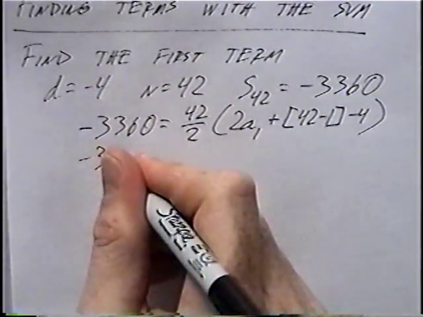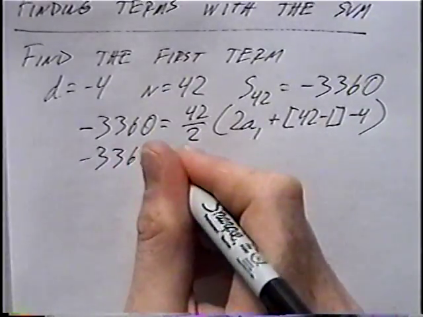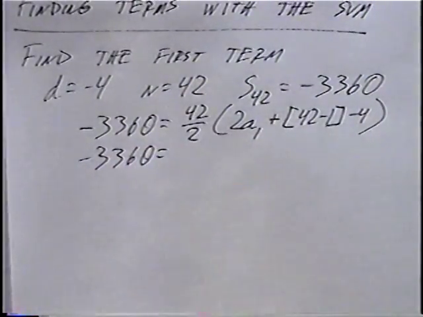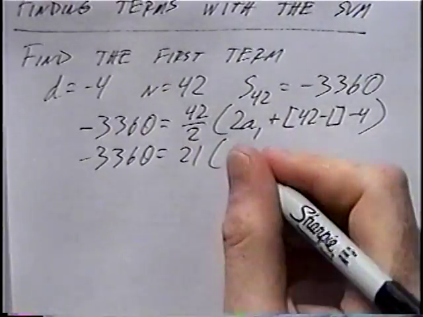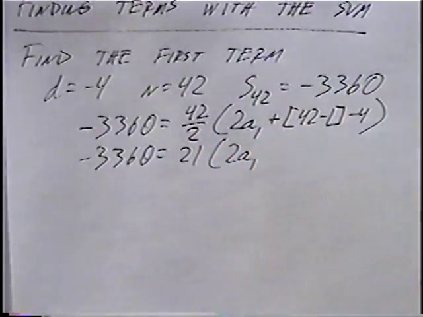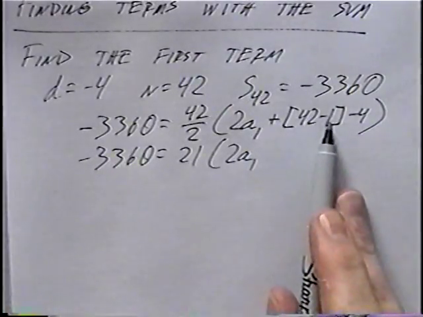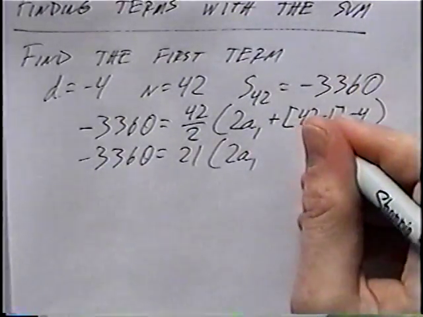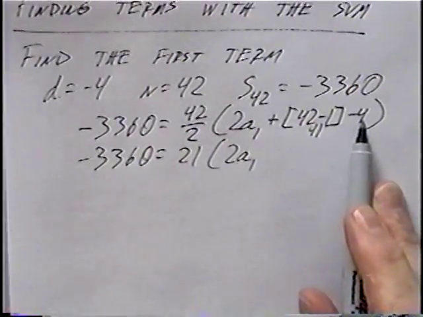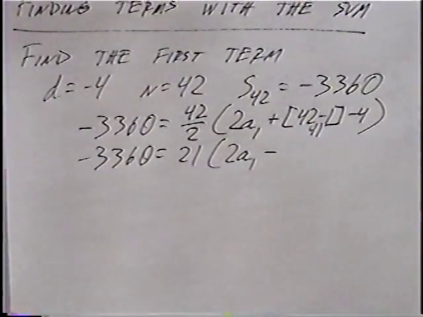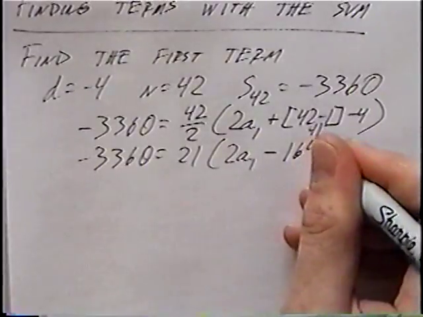Solving, -3,360. 42 divided by 2 would be 21. 2 times a1 would stay the same. 42 minus 1 would be 41. And multiplying 41 times -4, that would be -164.